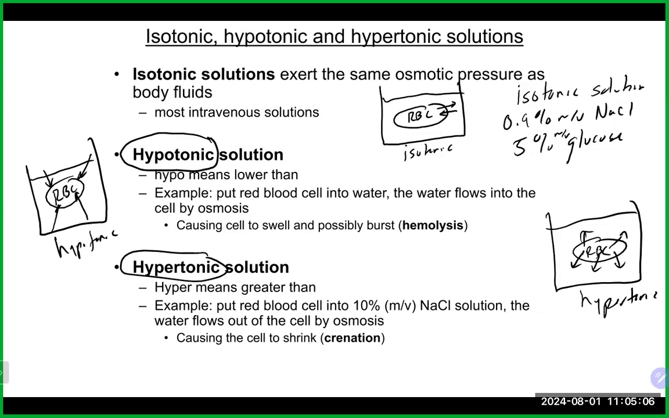So these are two effects that can happen if you have a solution that's either hypotonic or hypertonic. You can obviously not have a good situation for something like a cell or red blood cell, as water will either flow in or out of the cell through osmosis, again in the effort to always flow towards the more concentrated solution.